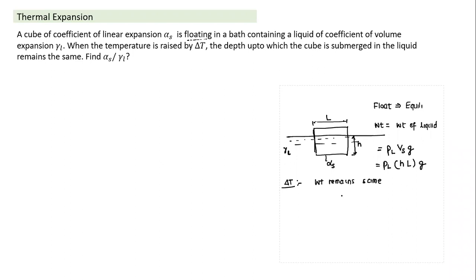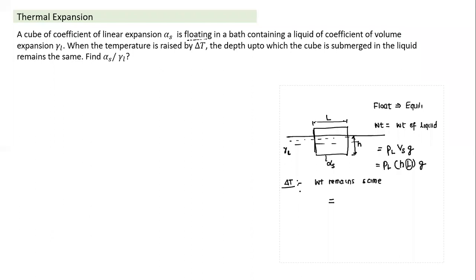When we change the temperature, what changes will come? As the temperature changes, the rho L will change. What will the rho L be now? It will become rho L dash; we have to change the density at that temperature. The dimension of the cube also will change, and accordingly H also will change. So whenever we change temperature, these will change, and accordingly H will change.